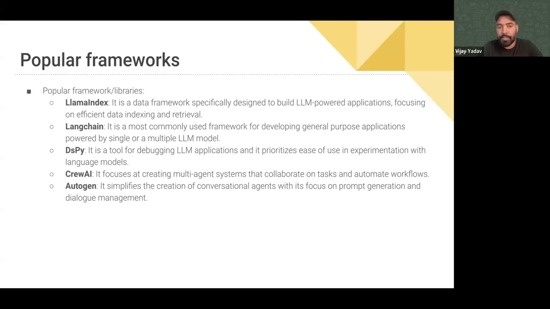Llama Index is a data framework specifically designed to build LLM-powered applications, focusing on efficient data indexing and retrieval. If you are building an application where you are fetching data from, let's say, X number of resources, be it your database, documents, PDFs in your storage, or data available on your cloud storage like S3 on AWS or GCP or wherever, and you are doing some retrieval or search-based operation, then Llama Index is more popular to use.